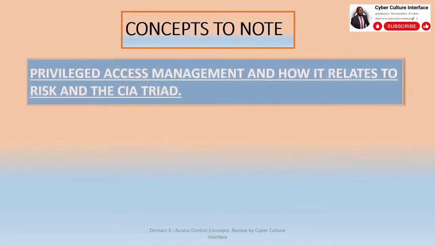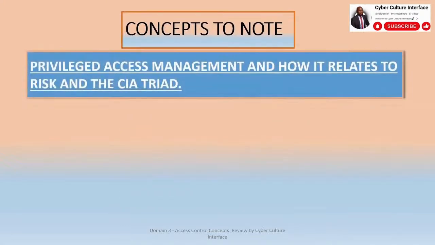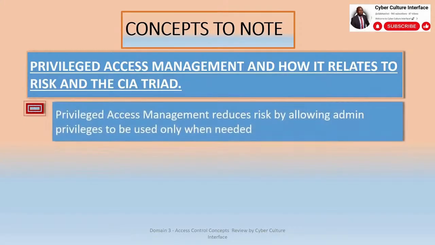Another concept you need to understand is privileged access management and how it relates to risk and the CIA triad. If you remember, in domain 1 we talked about the CIA triad, which is confidentiality, integrity, and availability. So you need to know how privileged access management relates to risk and the CIA triad. Privileged access management reduces risk by allowing admin privileges to be used only when needed.